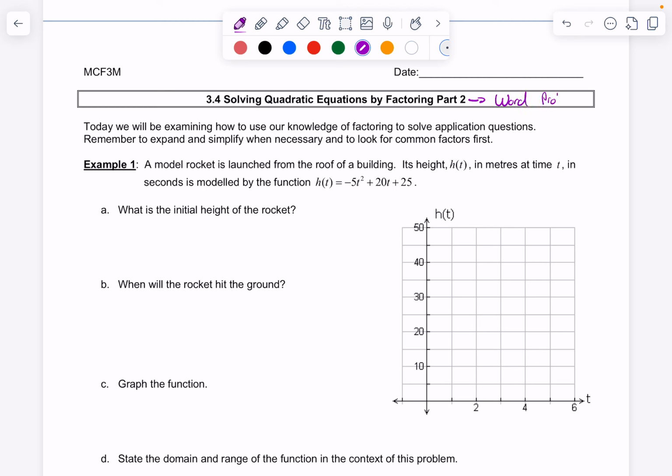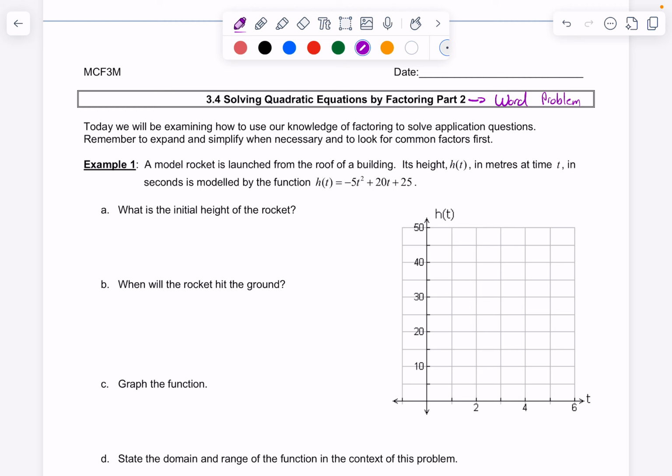So in the previous lesson, it was more just the math behind it, just doing the problem sets, and using your factoring to solve for 0. But now we're going to essentially use everything from part 1 and apply it to word problems. All right, so otherwise we're doing the same thing. We're still solving quadratics by factoring, but now we just have them in word problem format.